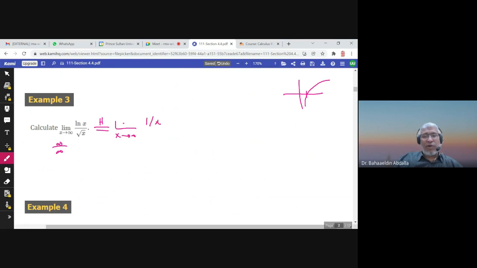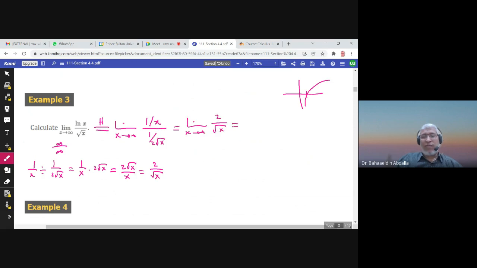Derivative of ln x is 1 over x. Derivative of square root of x is 1 over 2 square root of x. Now I need to simplify this. So let us simplify it. 1 over x divided by 1 over 2 square root of x is 1 over x times 2 square root of x over 1. So this is 2 square root of x over x. And I can subtract the powers, x to the power half, and this is x to the power 1. So I will have x to the power half in the denominator. So this is in fact 2 over square root of x.